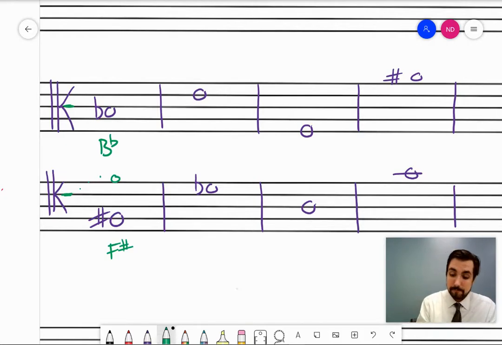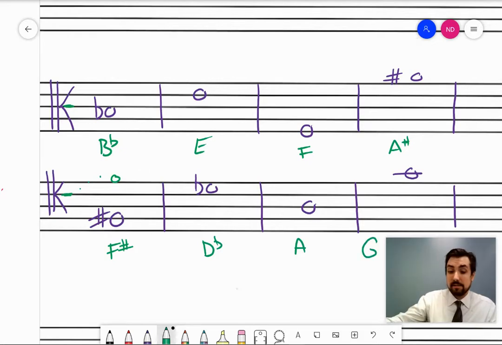So the rest of these would be E, F, and A sharp. Then down here we have F sharp, D flat, A, and a G. Those are your notes in alto and tenor clef.